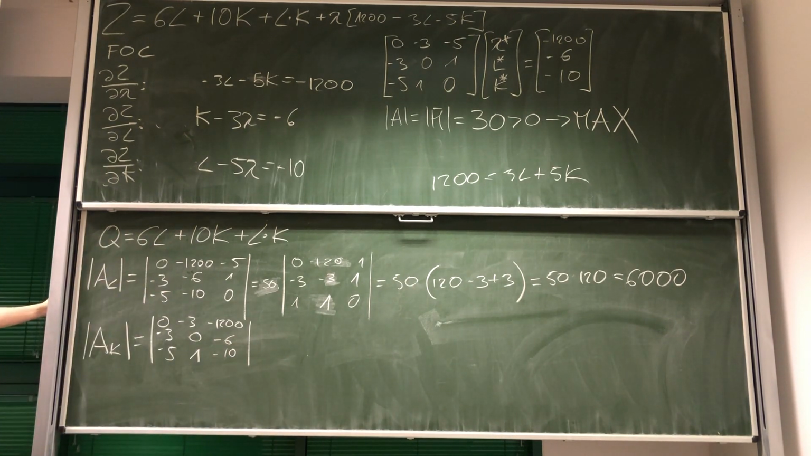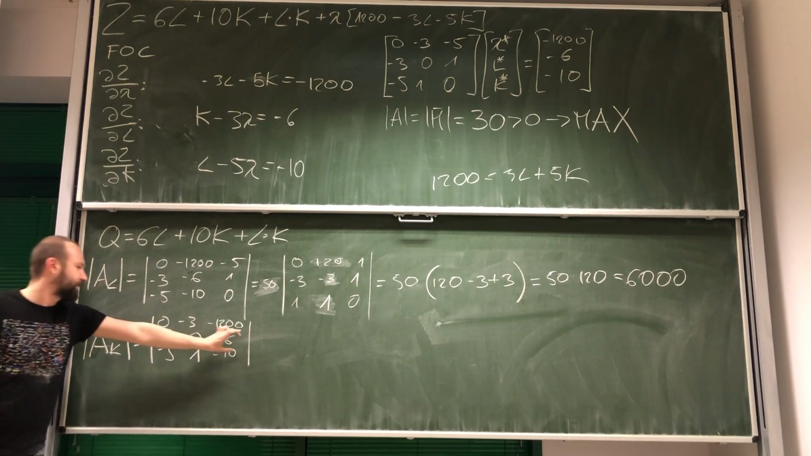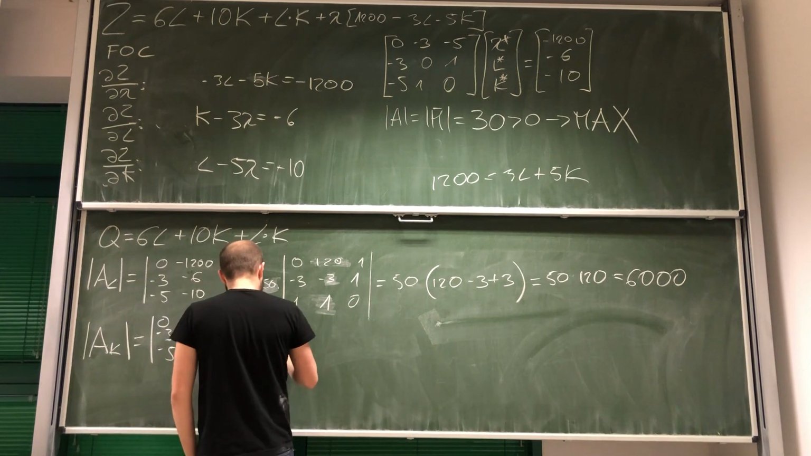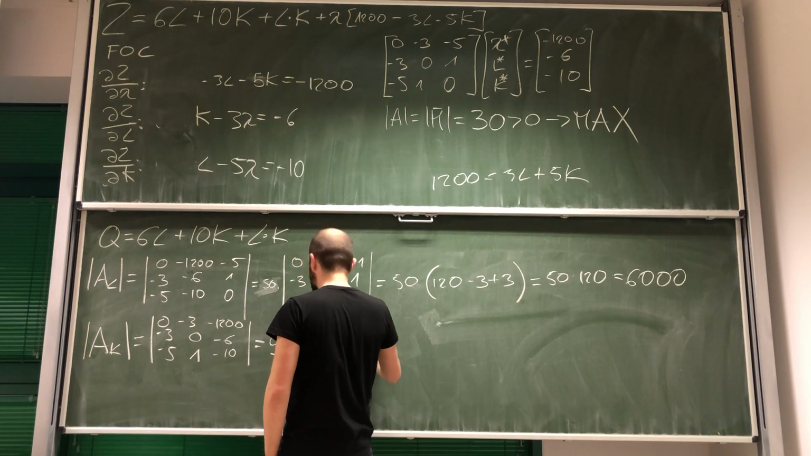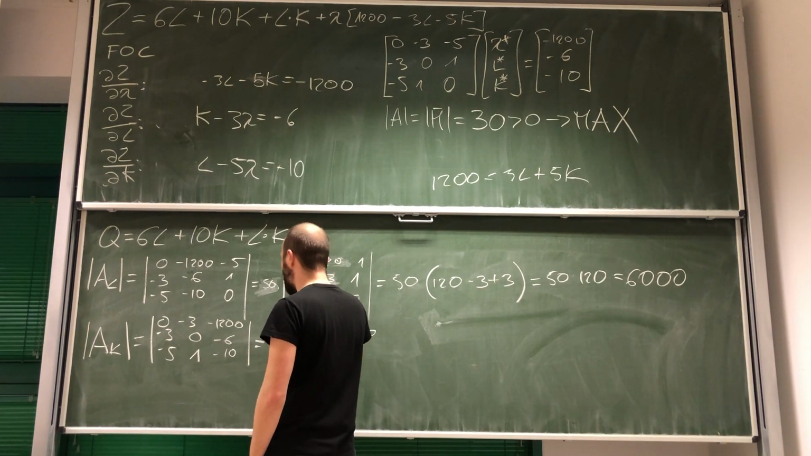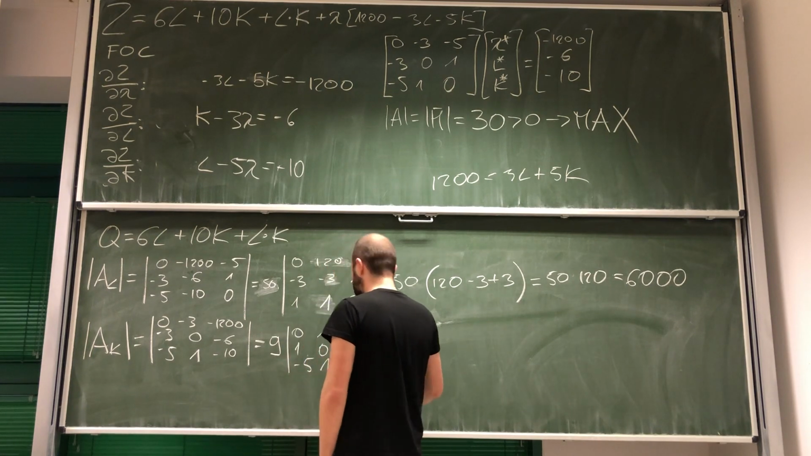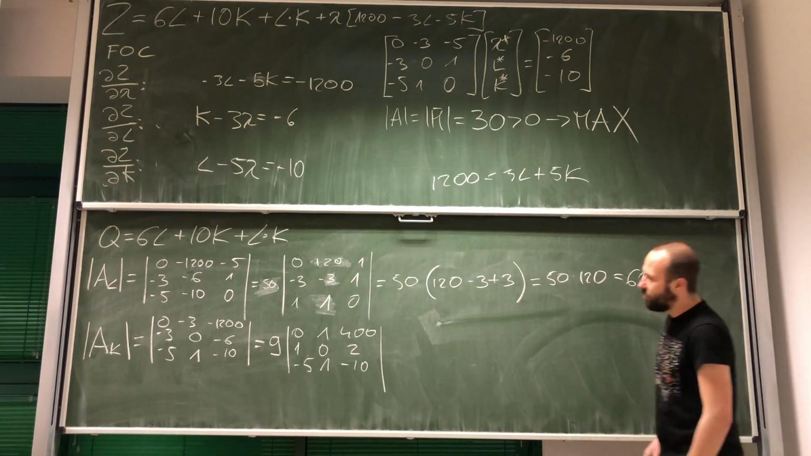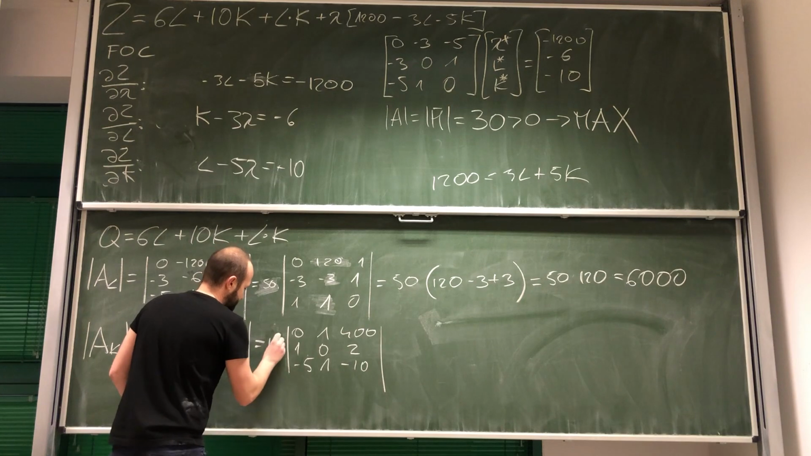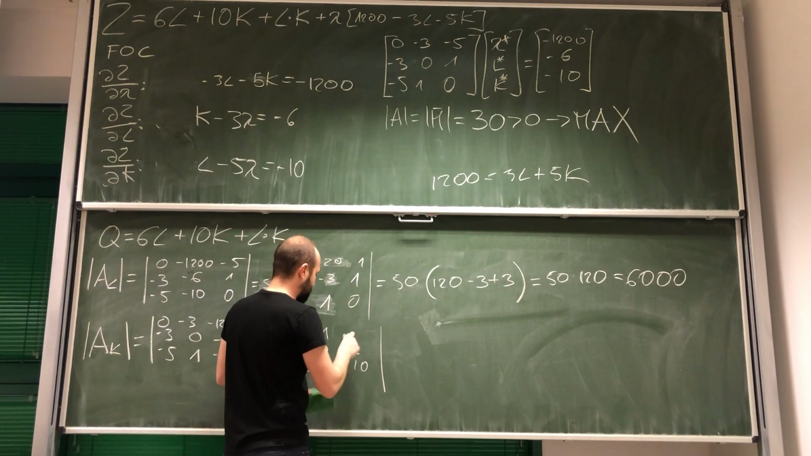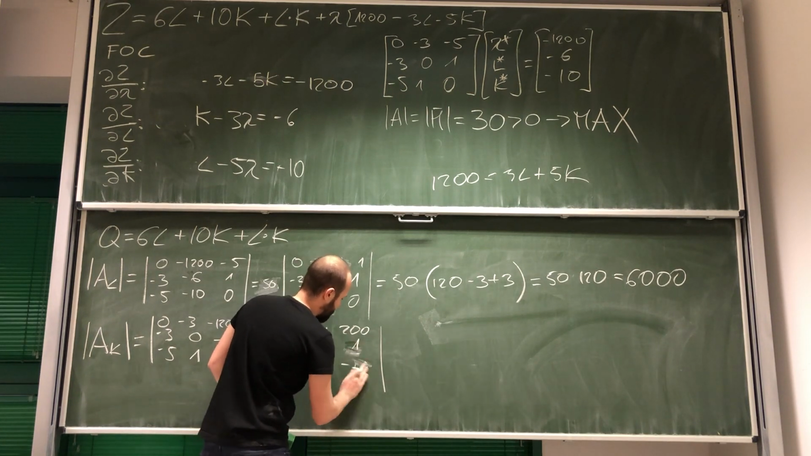Okay, so what can I do right now? Not that much. Okay, out of this row, I can take negative 3, and out of this row, I can take negative 3. So I'm going to have 9 in front. So we've got 0, 1, 400, and I have 1, 0, 2, negative 5, 1, negative 10. So look, I also can take out of the last column 2. So here I will have 18. 18, here it's going to be 200, 1, and negative 5.